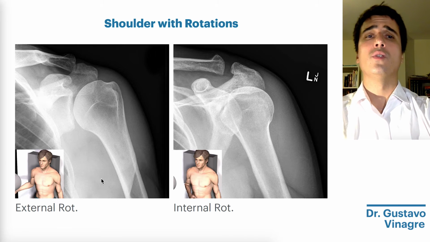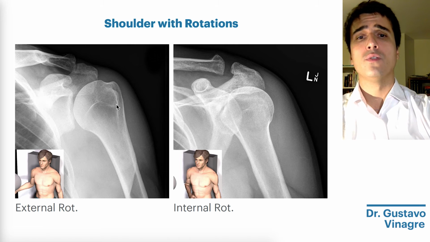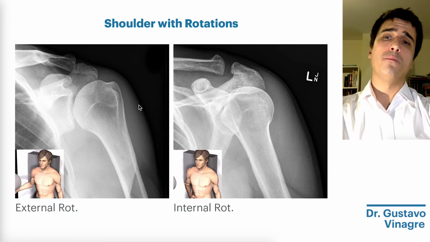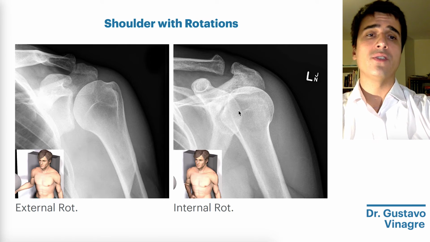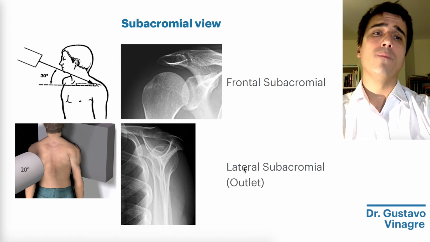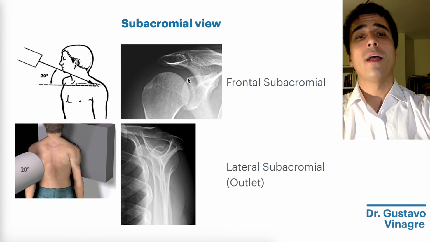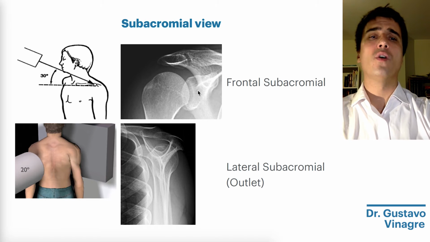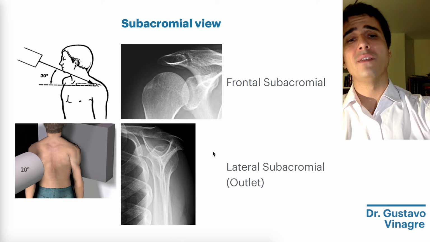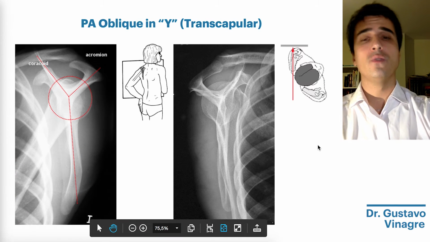We can see a shoulder with rotations, with external rotation and internal rotation. It's very useful to see the greater tuberosity, and if you have problems with fractures, you can see it better. Okay. The subacromial view, you can do it as the frontal subacromial view or the lateral subacromial view. So here you can see subacromial impingement syndrome, and you can see some dislocations and some fractures. Okay, so it's very useful, this one.